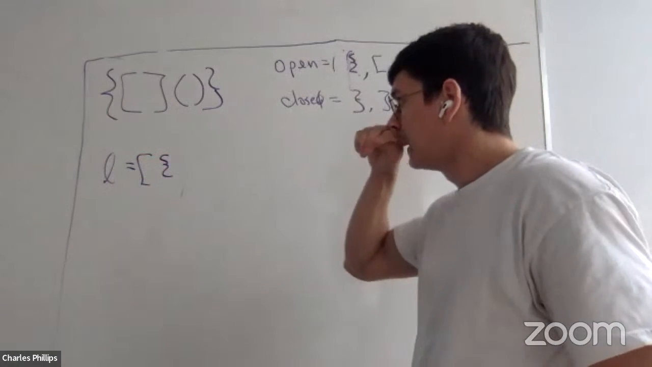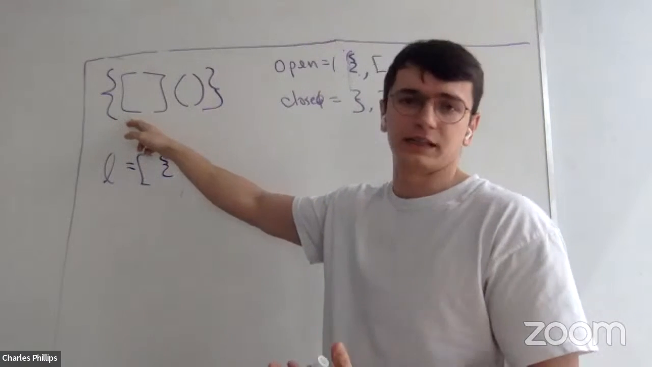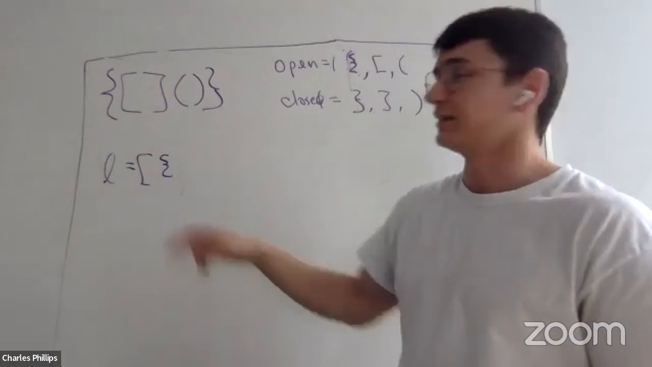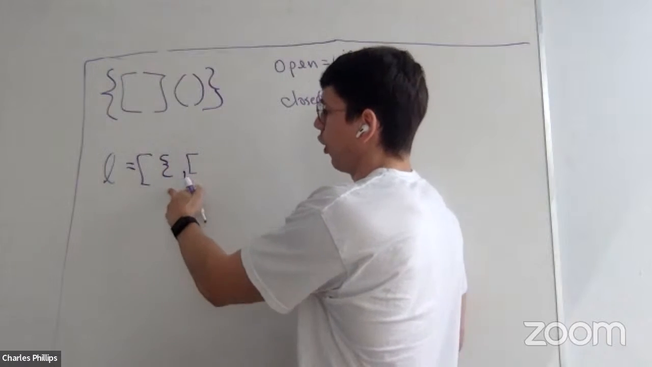All right. Then I'm going to go to the next character. I'm going to say, if it's open, I'm going to do something, and if closed, I'm going to do something else. If it's open, I'm going to add it onto this list, right? So now our list is 2 elements long, and they're all opening brackets.